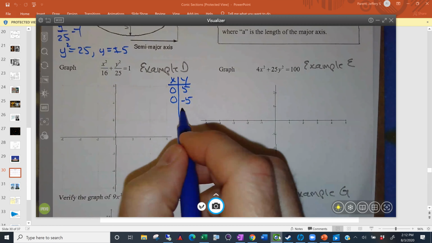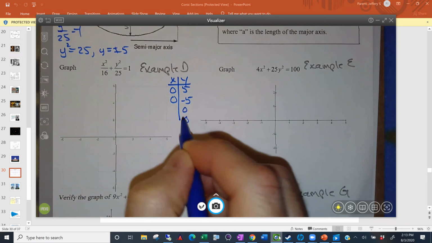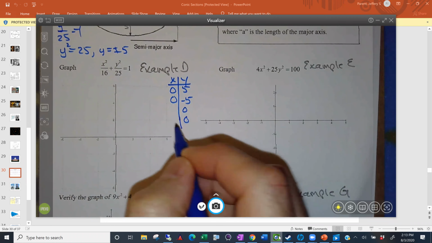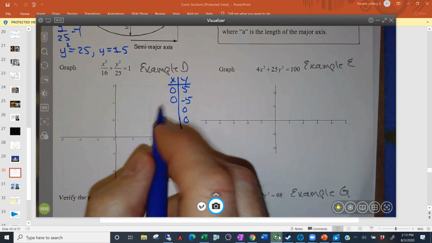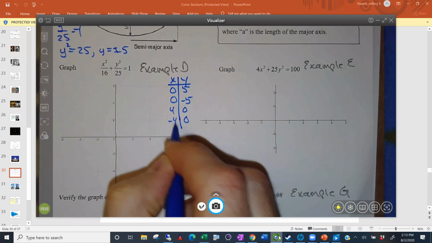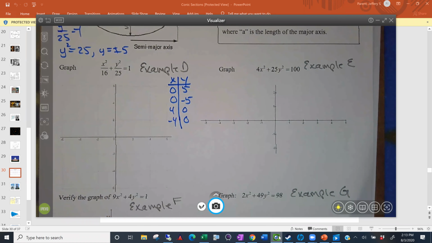So when x is 0, y is 5 or negative 5. And you can play the same game with setting y equal to 0 to get the x-intercepts. And what you'll find is you end up with 4 and negative 4. And these points happen to be the vertices of our ellipse. So let me graph those.